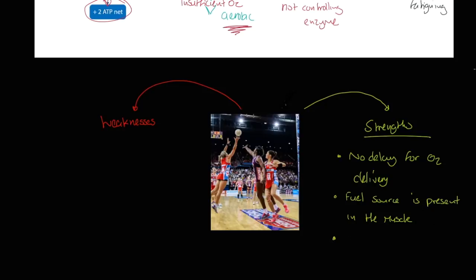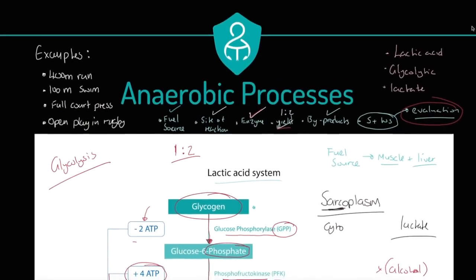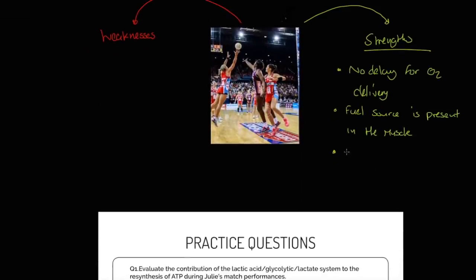And the other point, I wonder if you can extract it from the examples I gave. What would be another strength of these? 400 meter run, 100 meter swim, full court press, open plane rugby. What we're saying here is bang, bang, bang, intensity, intensity. So this anaerobic lactic acid glycolytic system is capable of producing high intensity energy, but of course, as we're going to see in a moment, it's temporary. Let me pronounce that correctly. It's temporary. I've completely forgotten how to say that word.